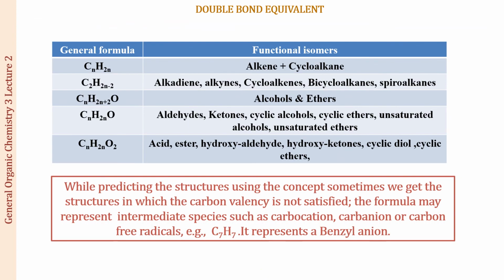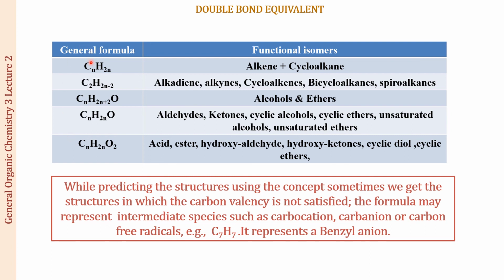Now the next table that we have drawn for you, well, this is giving us some general formulas and the functional isomers that are going to be possible. As you have seen, there was a very big list for C4H8O2. So I'm just giving you that list so that this helps you for any general formula that is going to be coming up for your examination, right?